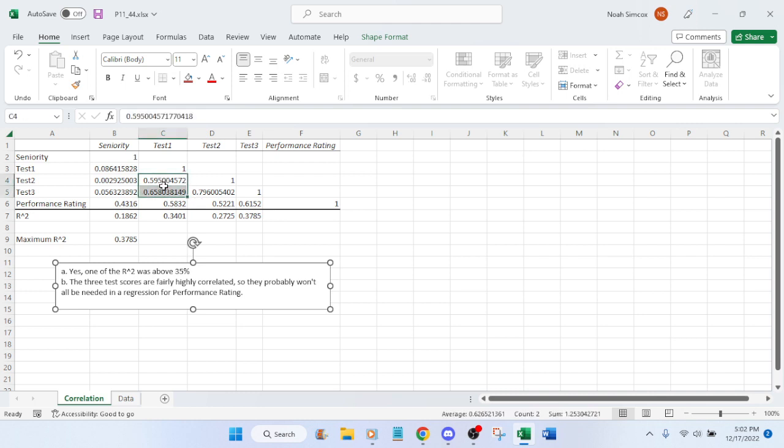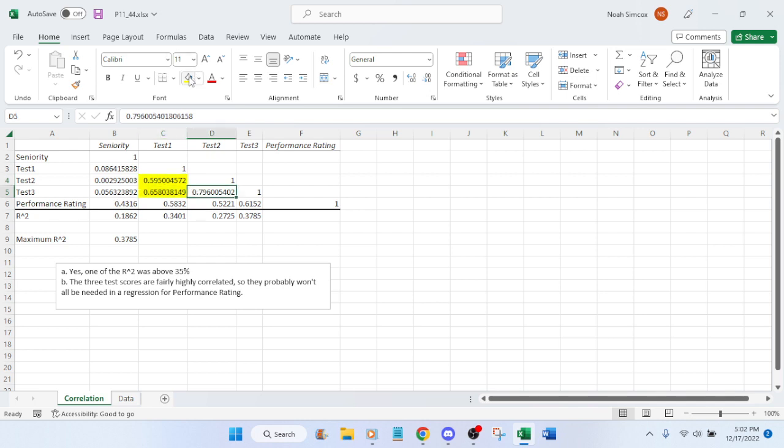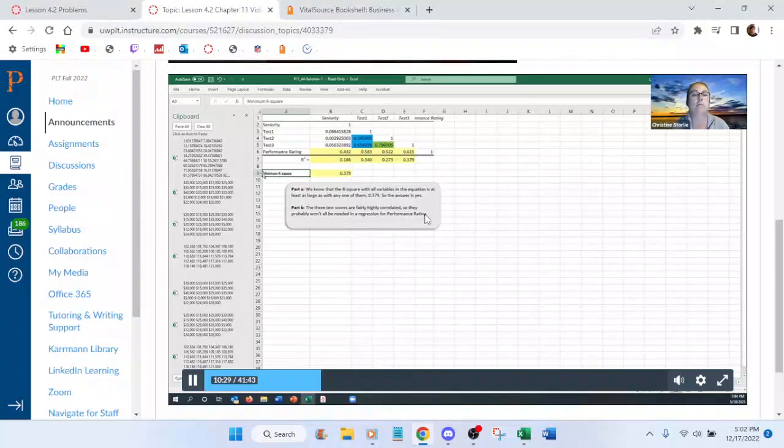I'll just highlight these. I guess she didn't highlight this because we weren't really looking at seniority. Well, I mean, seniority is highly correlated with test 3, but it's not highly correlated with the other 2 tests. But it's not even that high. Oh, wait, never mind. I'm stupid. It's 0.05. I'm dumb. Oh, jeez. There, I think that's good.